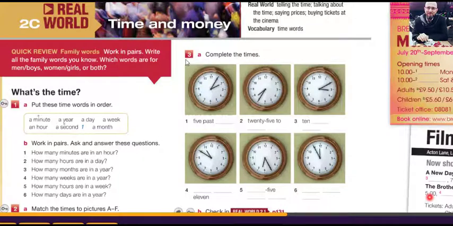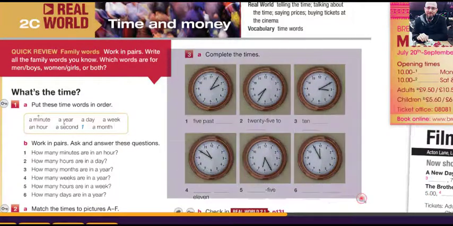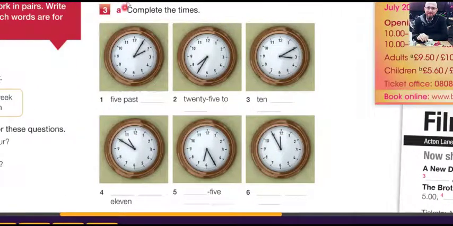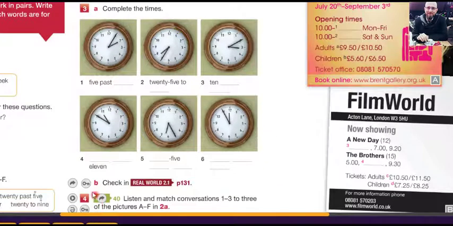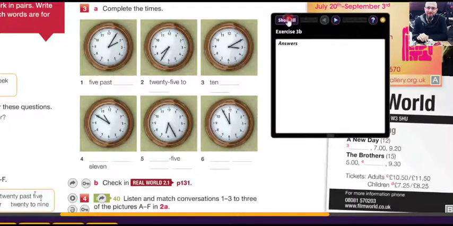Okay, so now let's do exercise number 3. And how do we write the time? Let's make it a little bit bigger. Okay, so here, look at this clock. The time is five past 2:25. Okay, so stop the video, do the exercise, then we will check together. Okay, and here is the answer. Okay, so 1, 5 past 2, 25 past 5, 25 to 8, 10 past 3, 10 to 11, 25 past 6, 5 to 12. Okay.